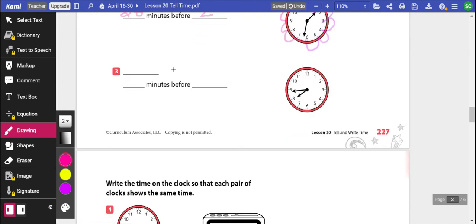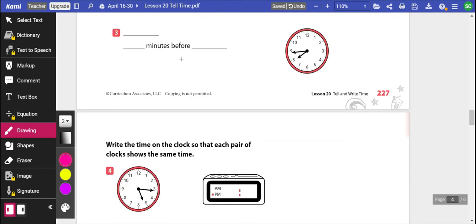For question 3, the time is, well, my hour hand is almost to my 8, but it's not there yet. So we're still in my sevens. It's 7, and then 5, 10, 15, 20, 25, 30, 35, 40. And I want to say 45, but look, it's not there on the 9 yet. So it's actually 41, 42, 43, 44. So the time is 7:44.